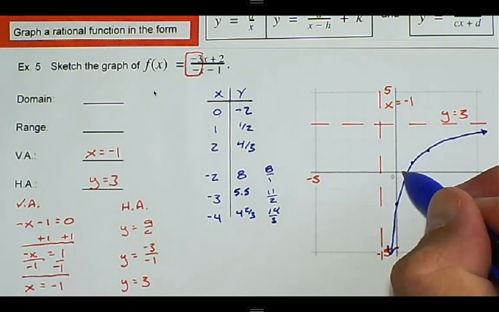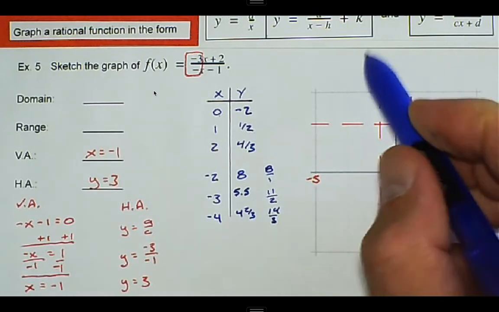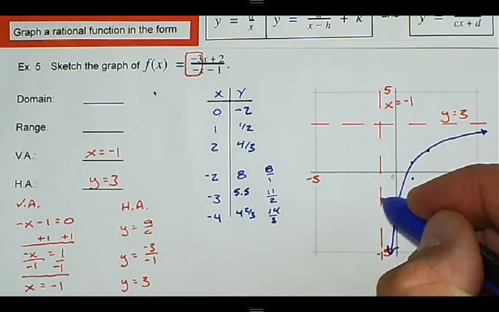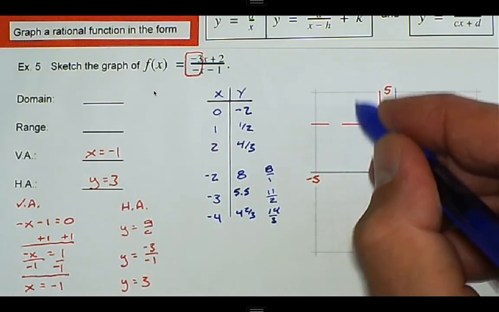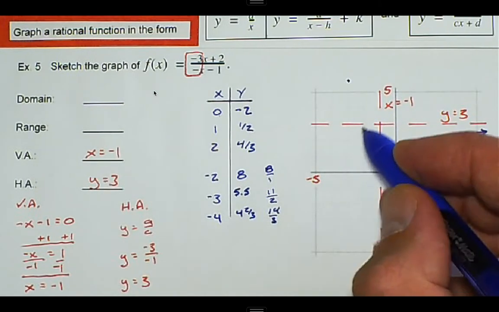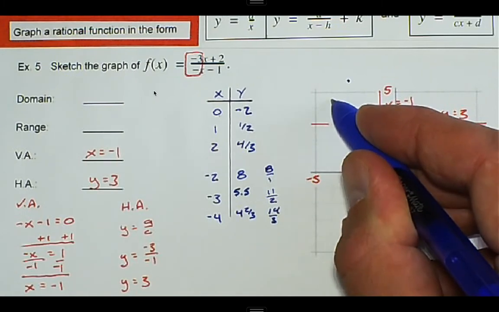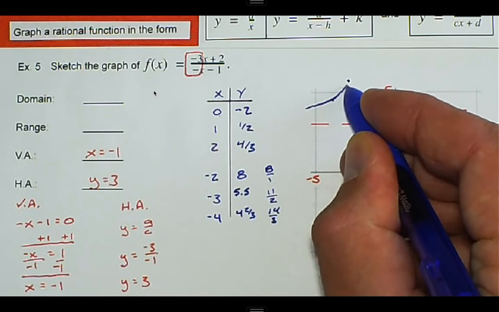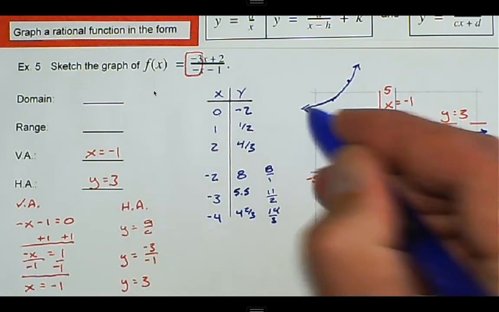Then we have negative 2, 8, and that's off our graph, and negative 3, 5.5, so we can get close to where that one should be, and negative 4, 4 2/3. This one's a little bit less showing up on here, but we can get that corner graphed on what we have sketched there.